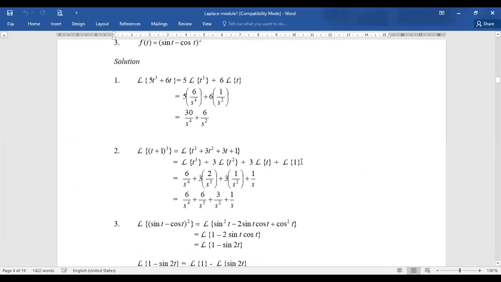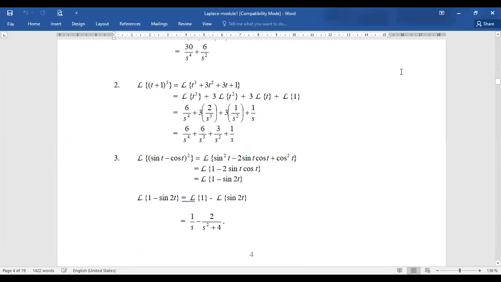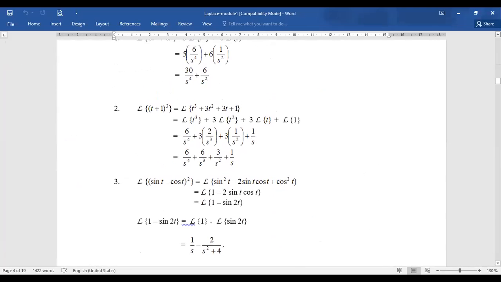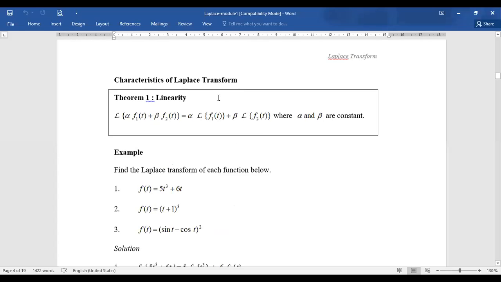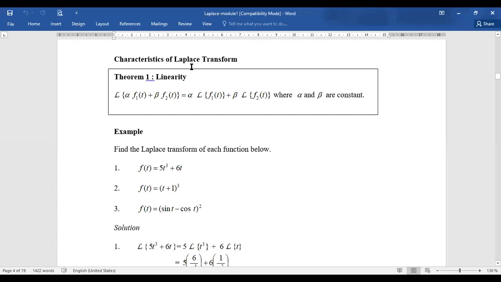Okay, for example, actually kita boleh melakukan operation of the Laplace transform. Let's say macam ni. Okay, characteristic, ciri-ciri of the Laplace transform. Theorem 1 is linearity, means one of the operations of the Laplace transform is linearity.